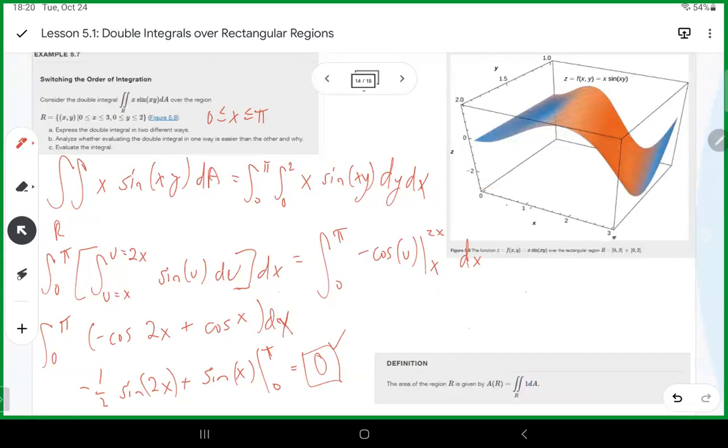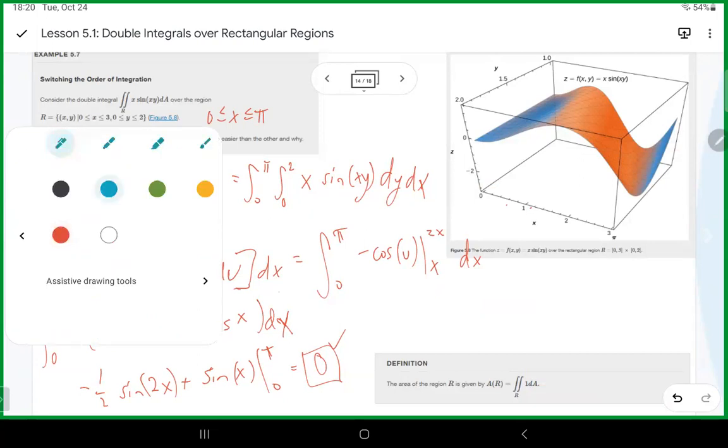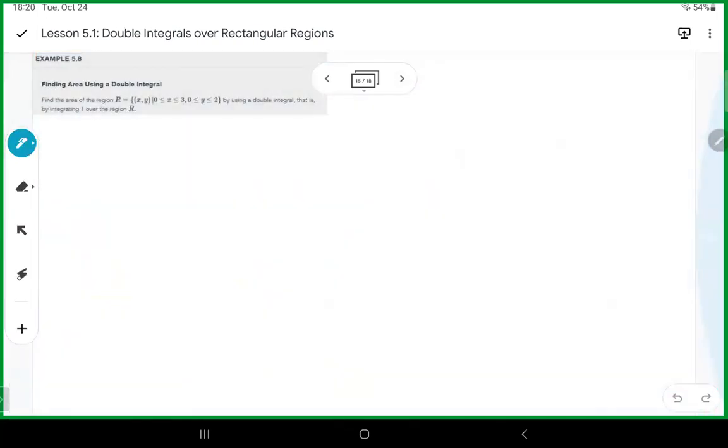So you have a small definition there where it's giving you the area of a region R is given by a double integral over the region R of 1 dA. So we are going to do an area next. Right. Pretty close to being done with this section, and then we'll switch to the next one, which should be good because we're almost done now. All right, find the area using a double integral. So find the area.